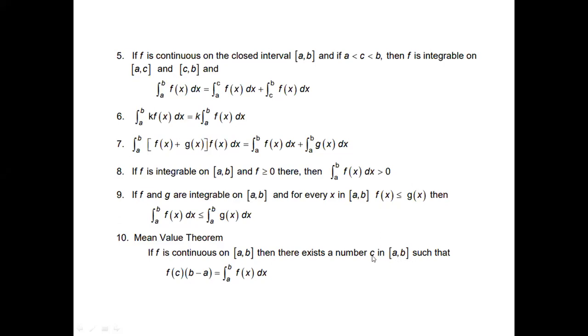So if c is in the middle of these two limits, if the function is first evaluated at c, meaning you substitute c into the function, and you multiply it by the difference of your limits a and b, that is the same as or equal to the definite integral of that function evaluated from a to b. That's the mean value theorem. So the same value for both.